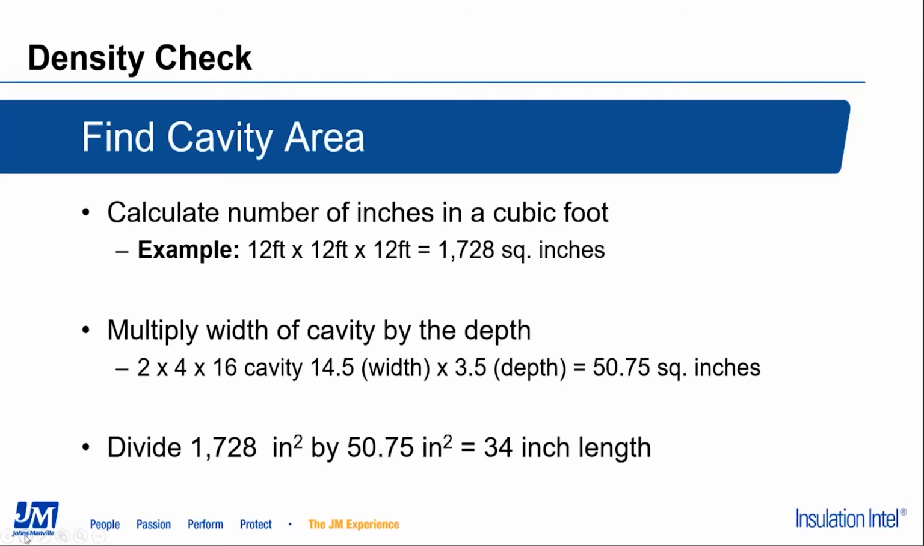For this example, we are using a 2x4 by 16 cavity. So if we multiply the 14.5 width by the 3.5 depth, we end up with 50.75 square inches. Next, we divide the cubic number, the 1,728, by the cavity number of 50.75. This will give us the cavity length of 34 inches, and this will give us a cubic foot of material when removed.